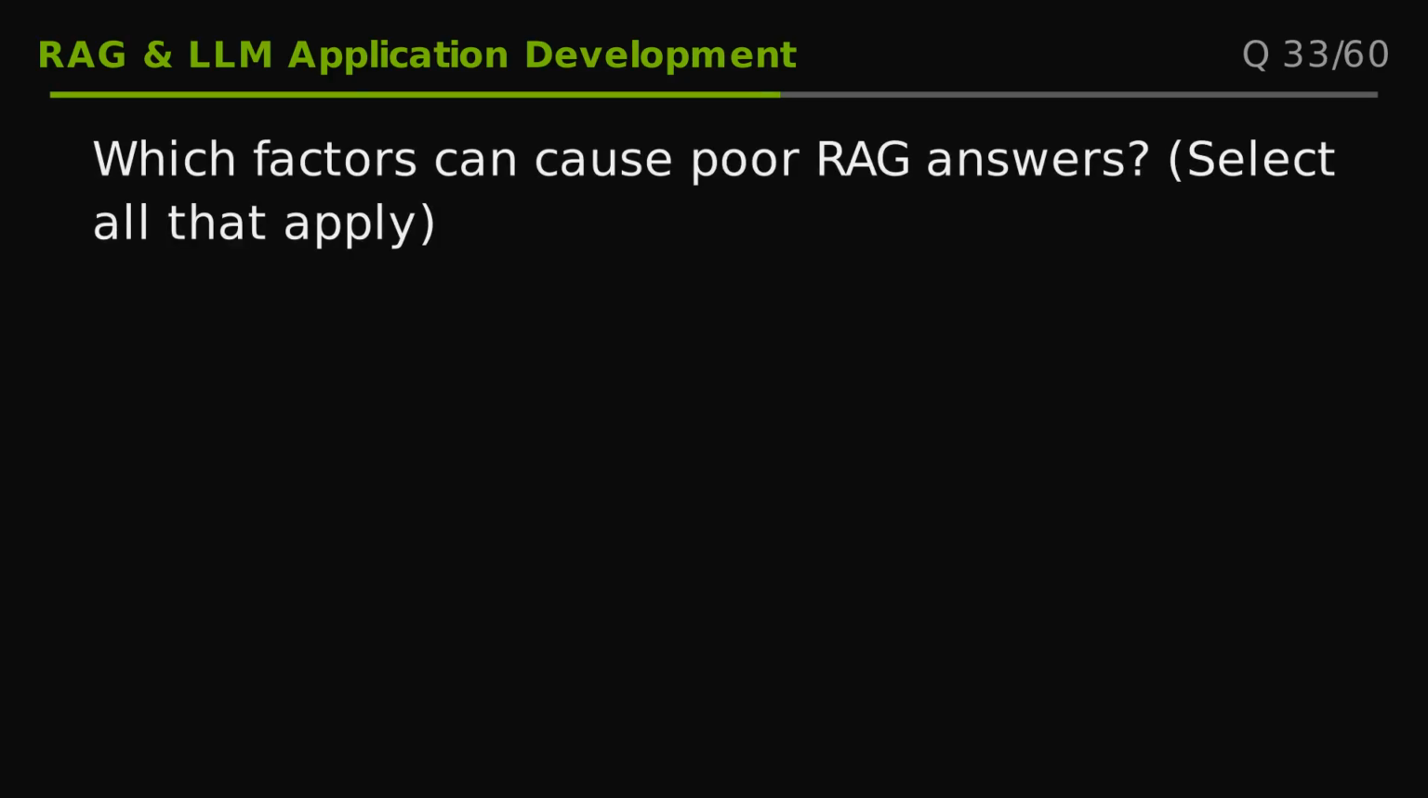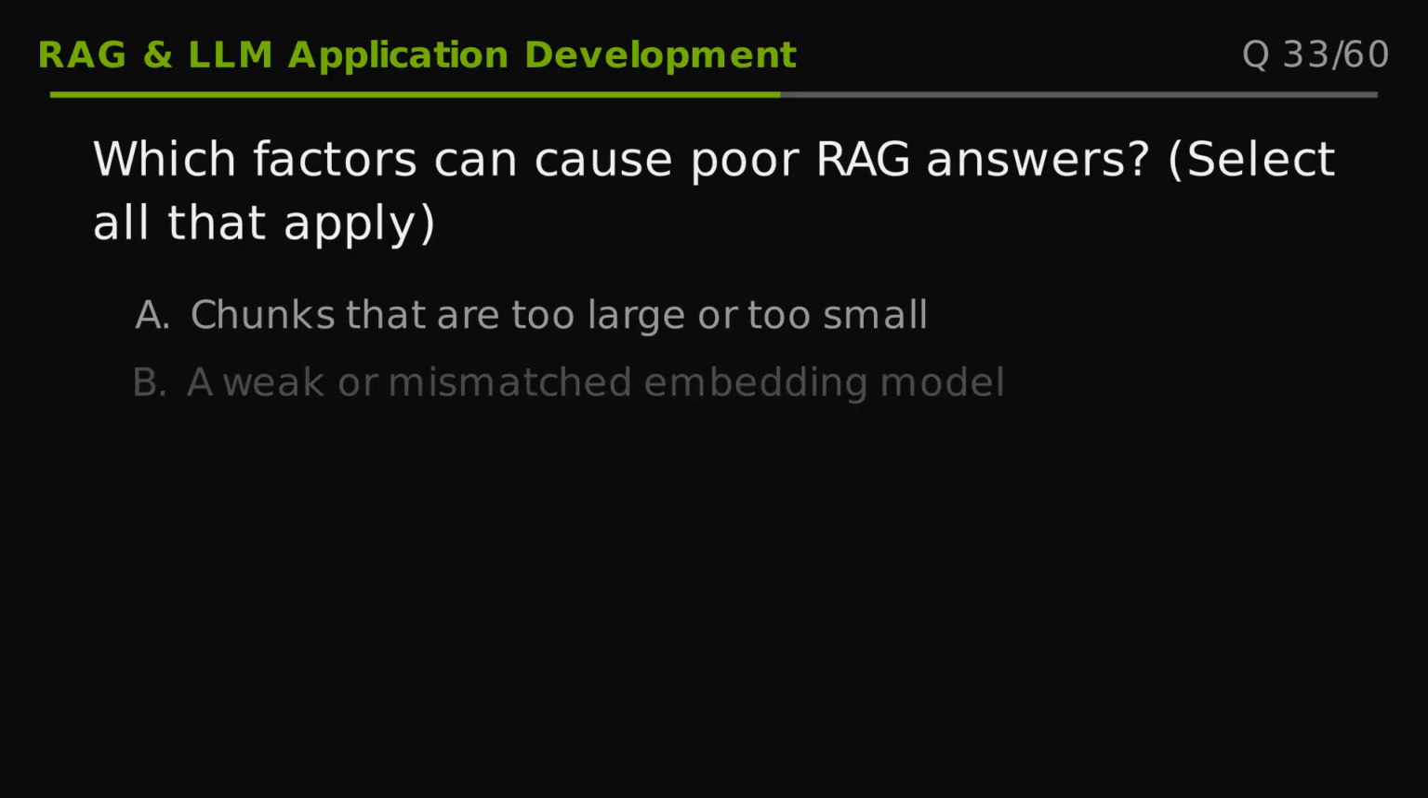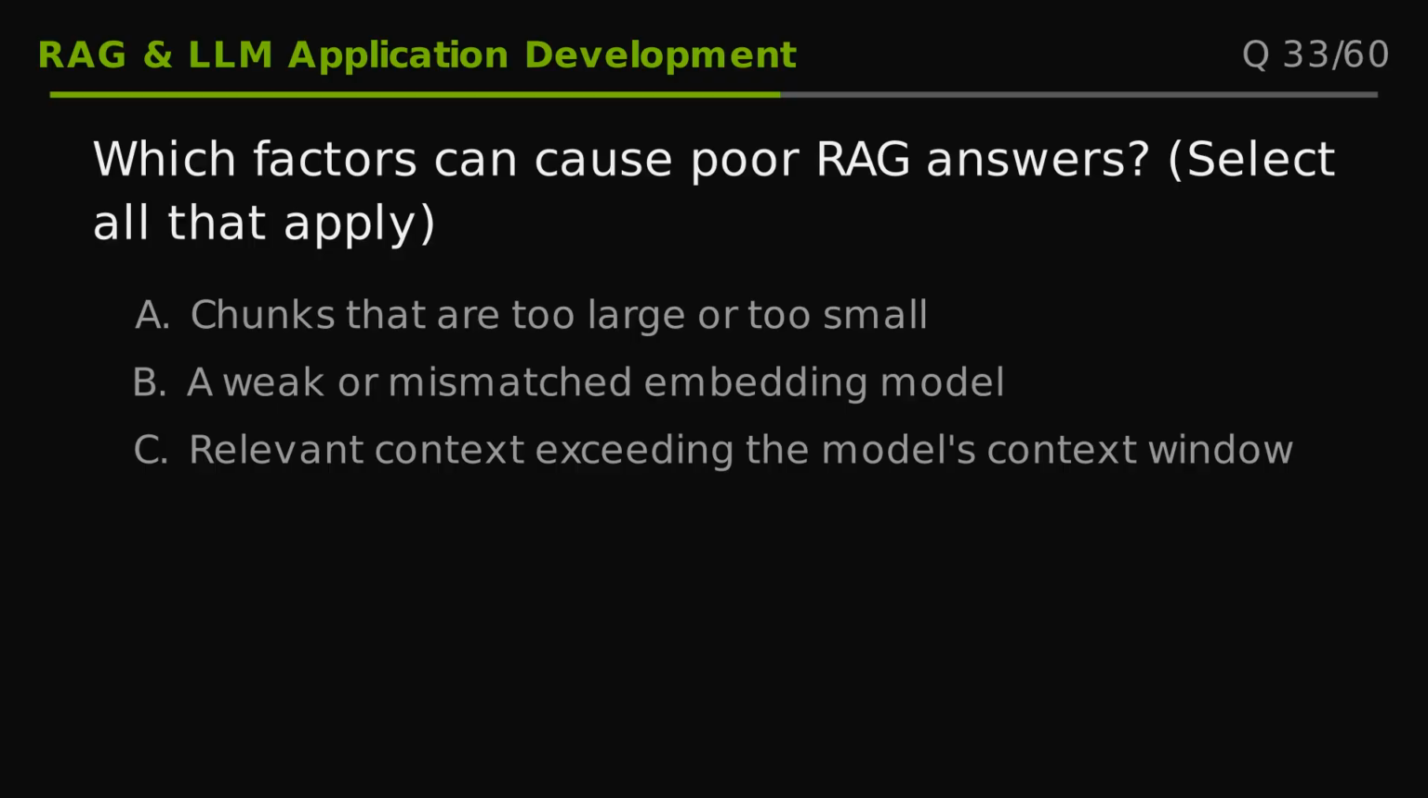Question 33. Which factors can cause poor RAG answers? Select all that apply. Option A. Chunks that are too large or too small. Option B. Weak or mismatched embedding model. Option C. Relevant context exceeding the model's context window. Option D. Missing any retrieval at all.